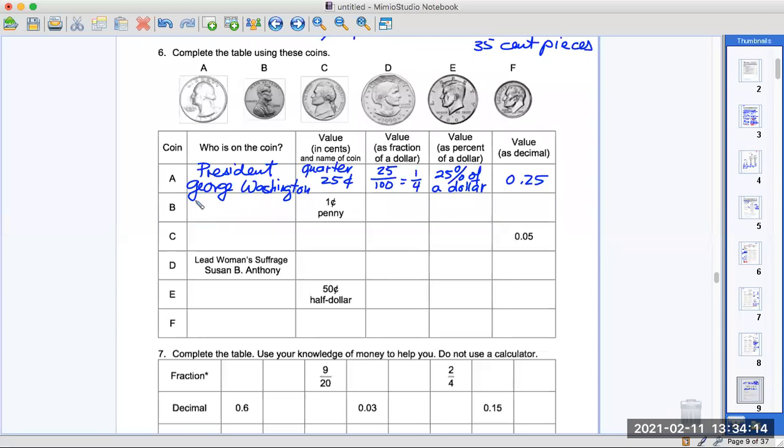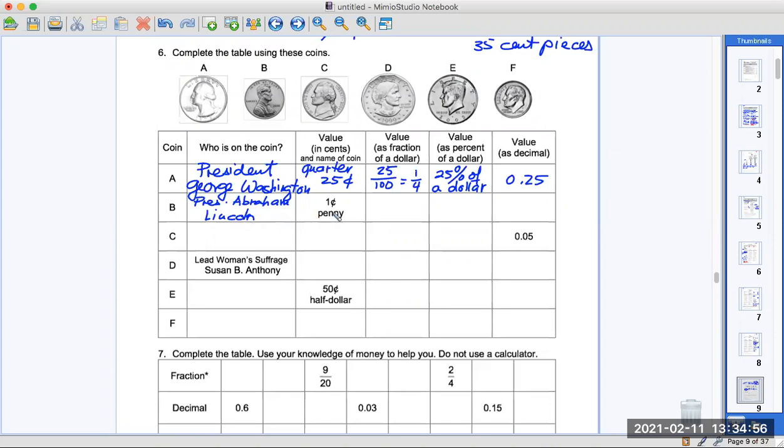So these here will give you, B is a penny. And who's on there? President Abraham Lincoln. He was assassinated in 1865, I believe, right after the end of the Civil War, in a theater. And he was the president during the Civil War when the slaves were liberated.